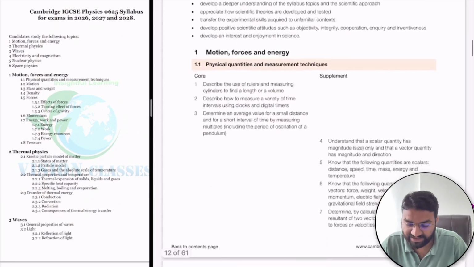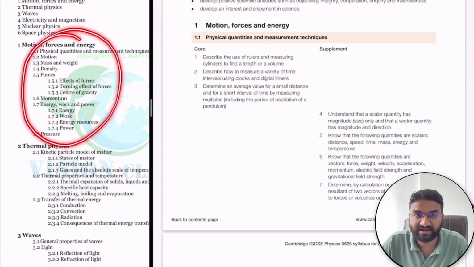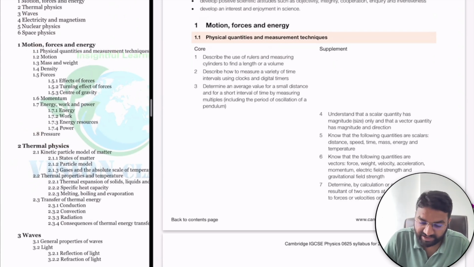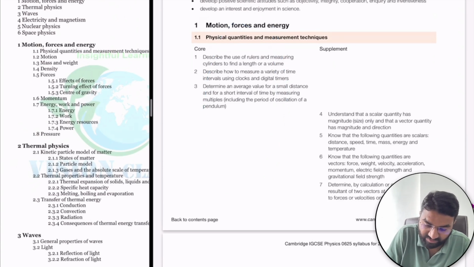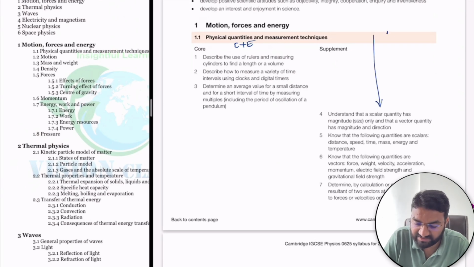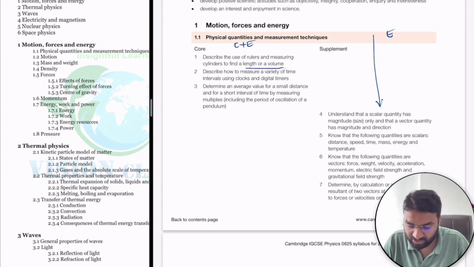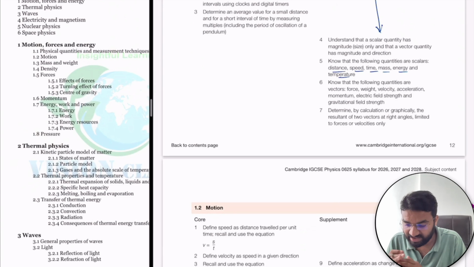Then subject content: motion, forces and energy. You can see here 8 topics. The left hand side part is for core as well as extended students. This left hand side part is core plus extended, and this one is subject content only for extended students, extra content. If you look at the measurement topics, extended students have to learn extra things about distance, speed, time, mass, energy, temperature, and their related examples.